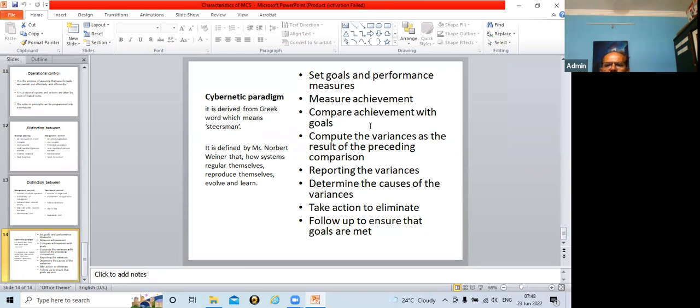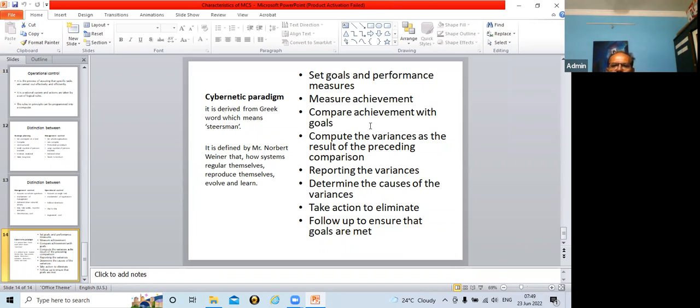Then only the manager will get what we say. Then only the manager will be motivated. If you are not comparing goal with the achievement, then the manager will feel that no one is there to evaluate our performance, and then things will not work out. So this is the point involved: why we compare achievement with goal.